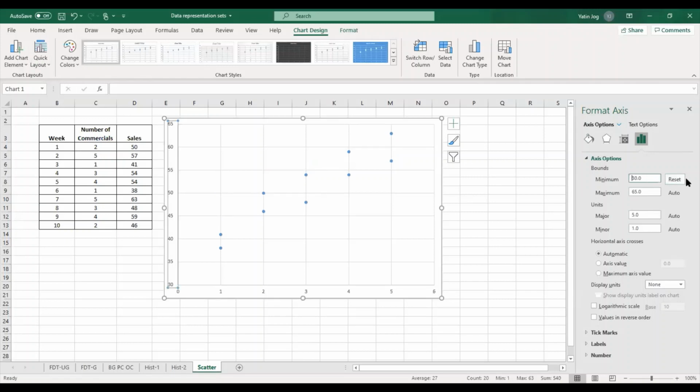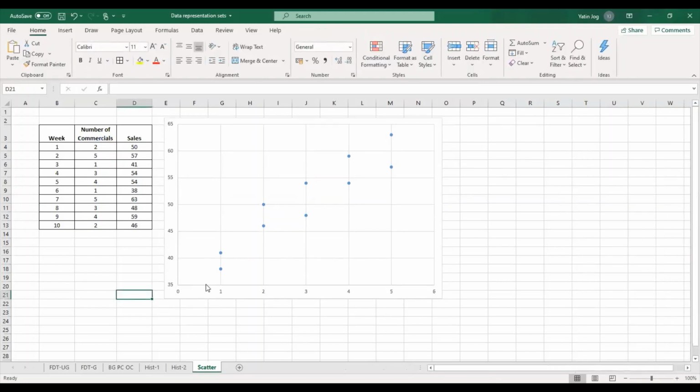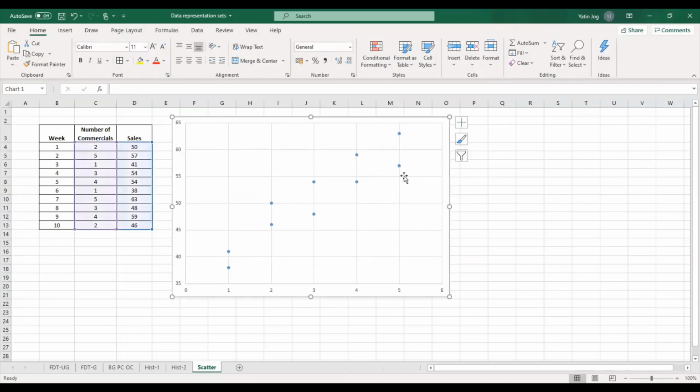So auto will become reset and value is 30. Even you can go for 35 also. So I'll make it 35. So you can see y-axis is starting from 35 now. So this is how you can plot your x and y values.